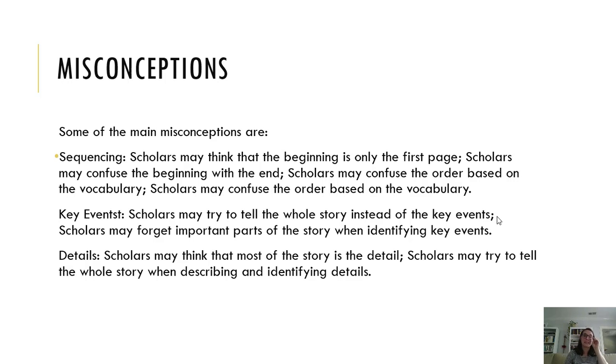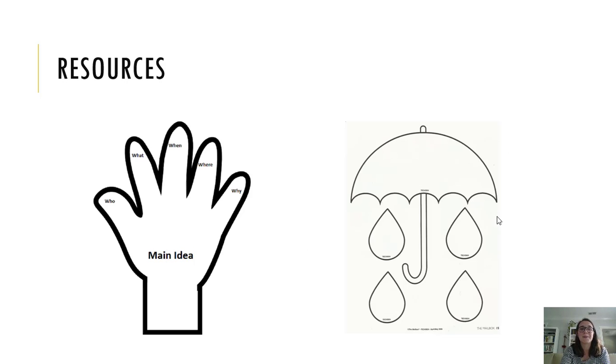And then lastly, with details, scholars also think the whole story is a detail, so they're listing you a ton of different things. Again, I just tell my scholars, remember, it has to support that main idea. So if you're telling me a detail and you can tell me the main idea and those don't really fit together, that's not really one of those important details that would be really helpful for us as readers.